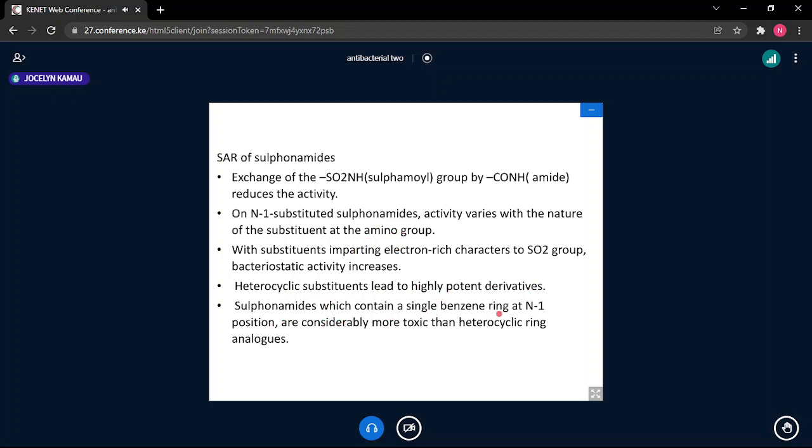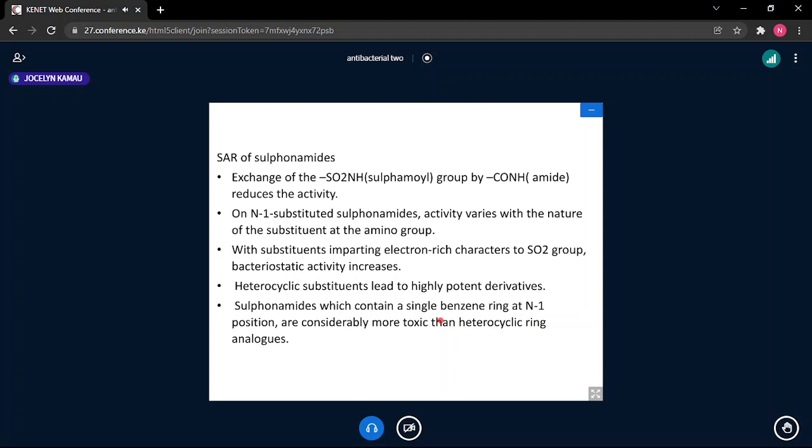Sulfonamides, which contain a single benzene ring at the N1 position, are considerably more toxic than the heterocyclic ring analogs. This toxicity is what I have talked about, crystalluria. When you have that benzene ring and just an amino group, those sulfonamides are more toxic. They will lead to crystalluria as compared to sulfonamides like sulfamethoxazole, sulfathiazole, or sulfadiazine, which have a heterocyclic group attached to the amino group, to the sulfamoyl group.